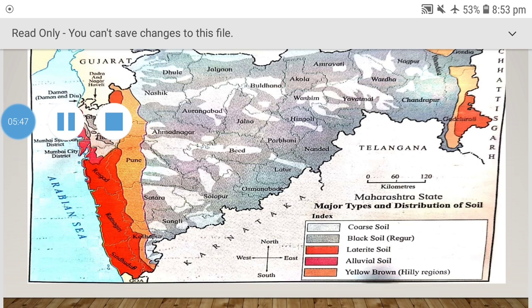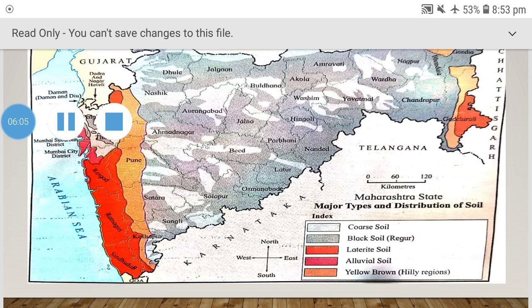is occupied with the laterite soil. That is towards the west of Sahyadris. So you can write Konkan belt, that is the coastal belt of Konkan, or you can only write west of Sahyadris. That will be better.